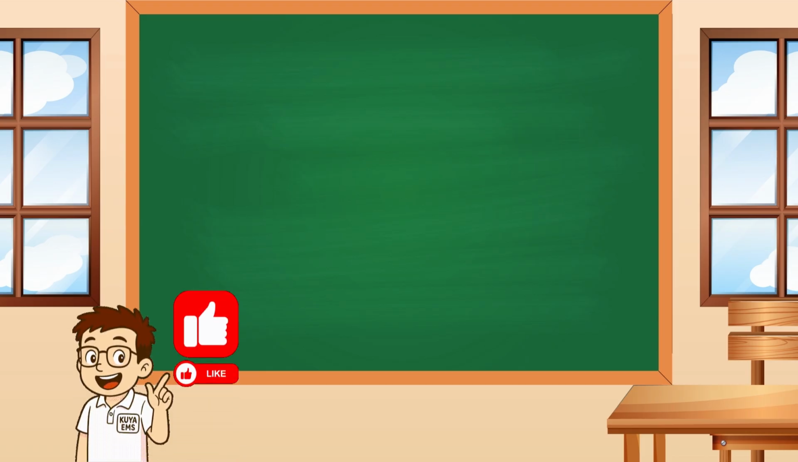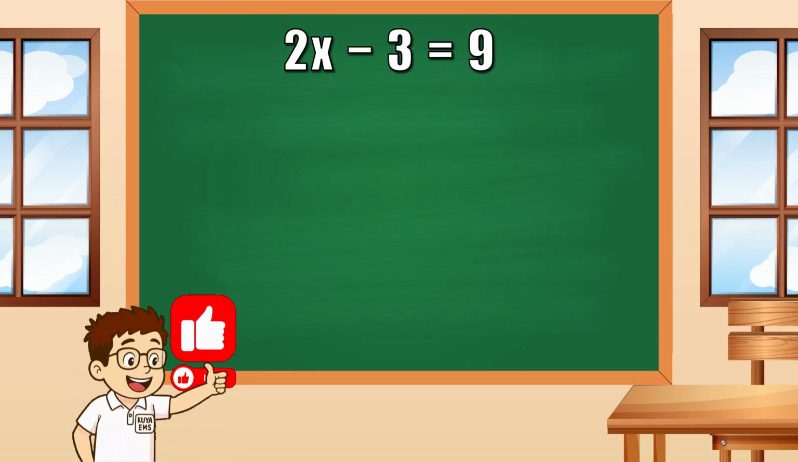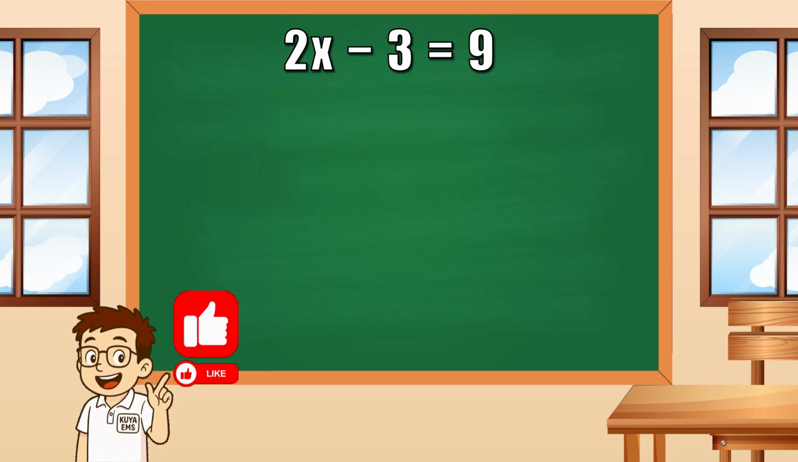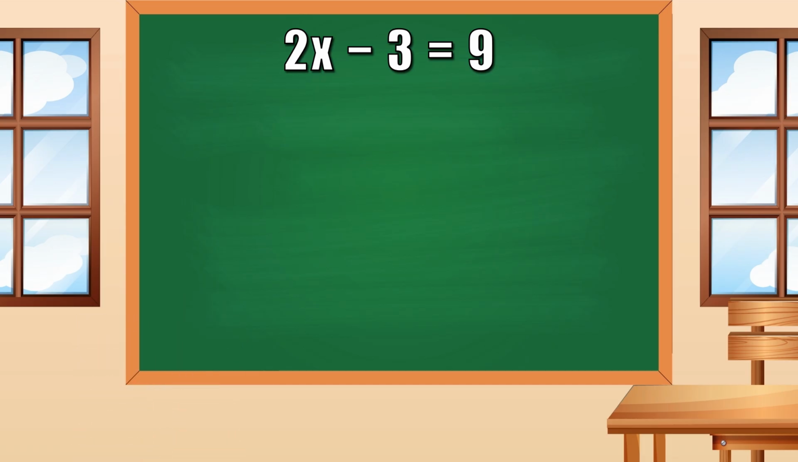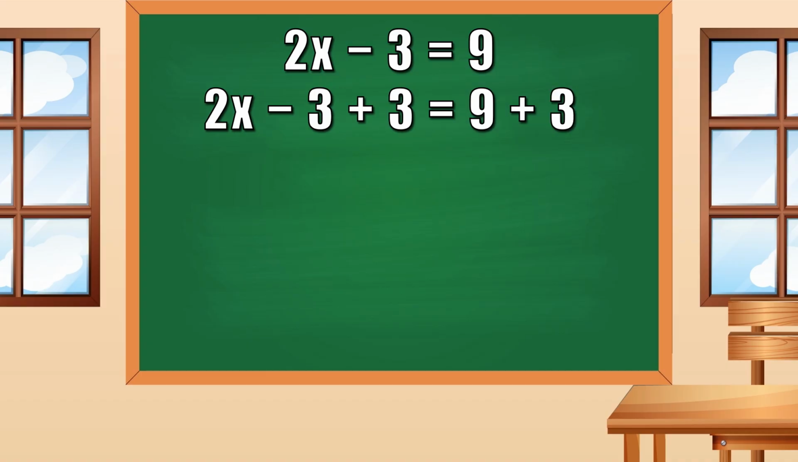Now let's level up a little bit. 2x minus 3 is equal to 9. Let's do the inverse operation. Since we want to remove negative 3, we will do its inverse. We will add positive 3 to both sides of the equation. So 2x minus 3 plus 3 is equal to 9 plus 3. Negative 3 plus 3 will cancel out, so that would become just 2x. The other side will become 9 plus 3 is equal to 12.